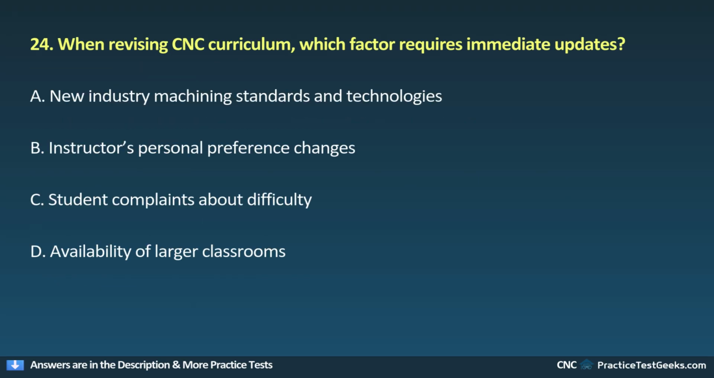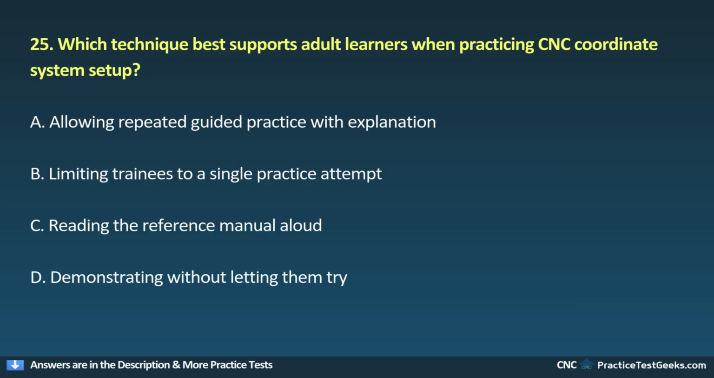24. When revising CNC curriculum, which factor requires immediate updates? A. New industry machining standards and technologies. B. Instructors' personal preference changes. C. Student complaints about difficulty. D. Availability of larger classrooms.